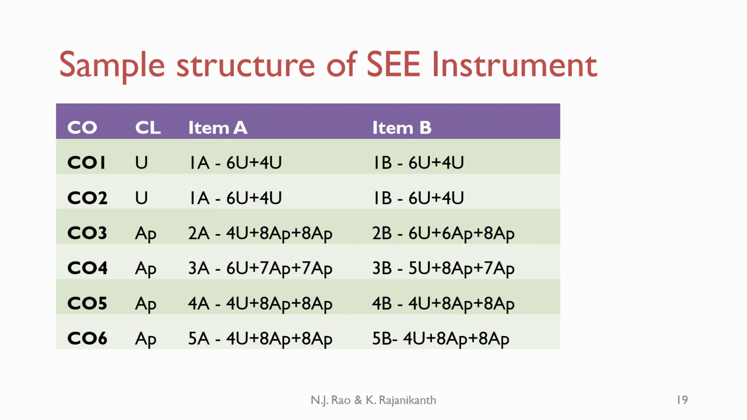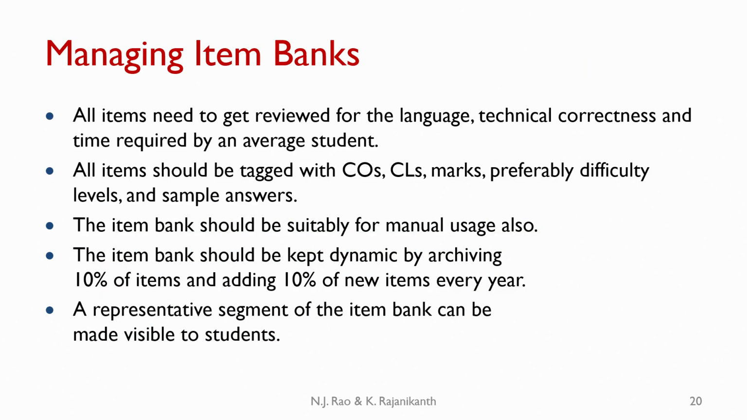Similarly, the second question, third question, fourth question, fifth question you can see. For example, CO6, which is at apply level, we are having totally 20 marks, 4 at understand level, one question, then 2 each of 8 marks at apply level. So, this is how the SE instrument structure is determined, and that will indicate approximately how many items we should have in the item bank.